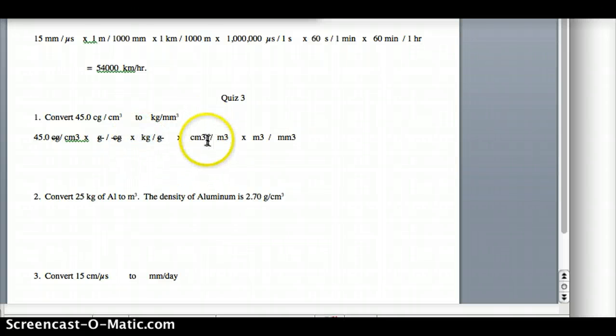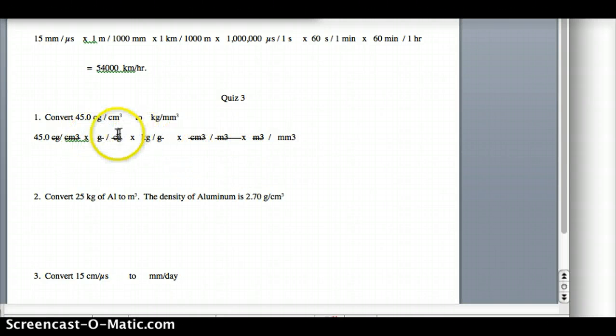On the bottom we had cubic centimeters over here. I put cubic centimeters on the top there. That cancels them. And we have cubic meters on the bottom and cubic meters on the top here. So there's how they cancel. So I end up right now with kilograms over cubic millimeters. I'm not going to take time here to superscript the 3's. I think you probably realize they need to be superscripted.